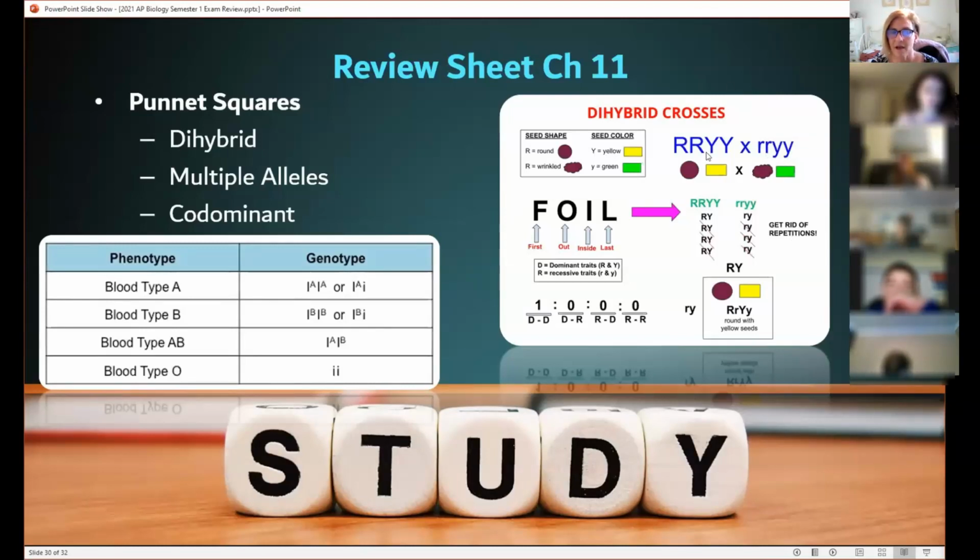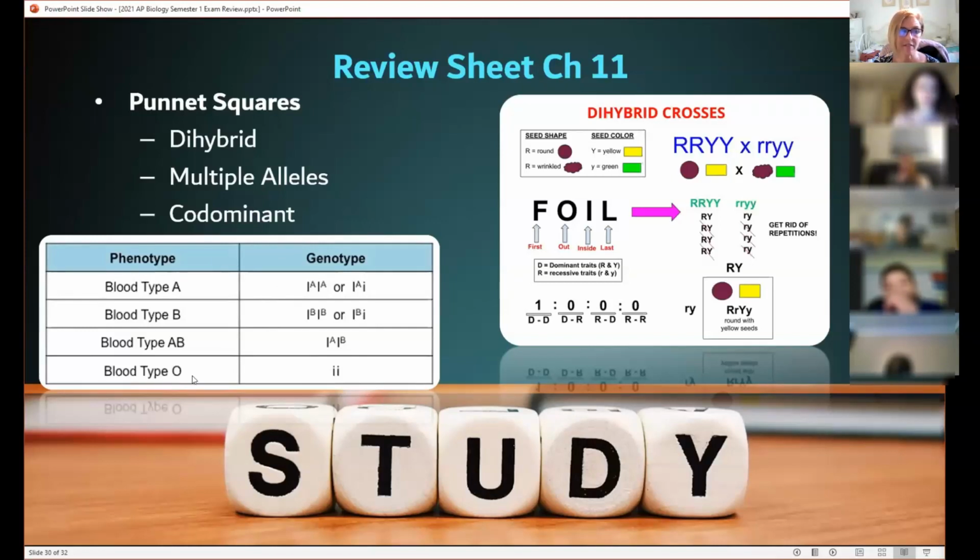On the test, it's giving you the results, and you're kind of working backwards to determine what are the possible parent genotypes. You saw this in the practice quiz I gave you, I believe. The multiple alleles, we work with blood types. They're also codominant. Remember, codominant means two exist together. So if you get A and B, both A and B will show.